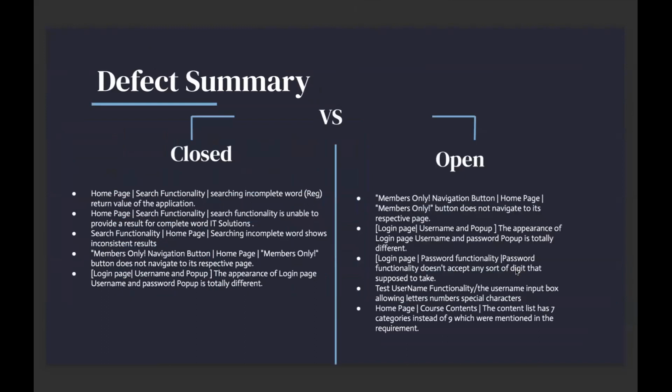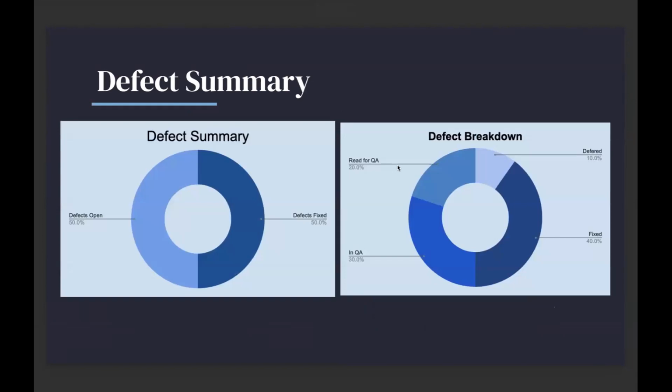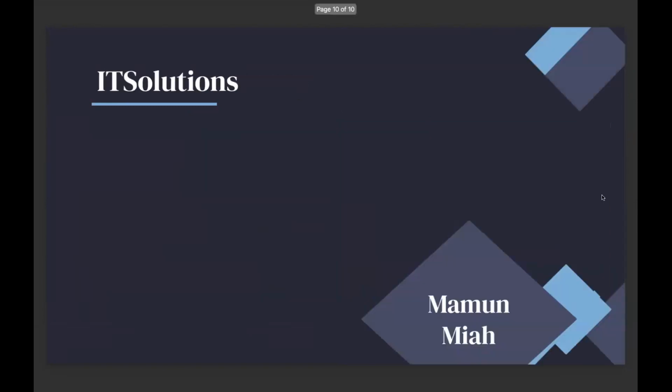And this is just a defect summary. We have 5. I just mentioned the names of these summaries. We have 5 defects that are closed, and 5 that are open. And the title is just mentioned there. And I've broken it down over here. As mentioned, 5 and 5, 50%. And this is a breakdown where we have 30% that's in QA, ready for QA, and deferred and fixed. And that's pretty much my test report.